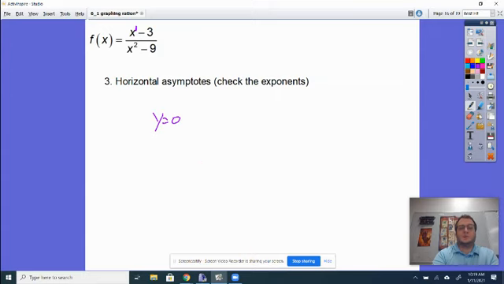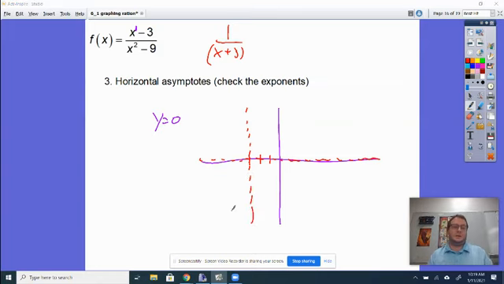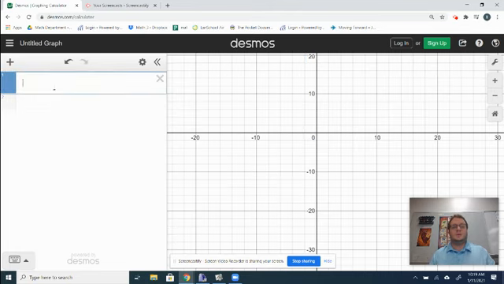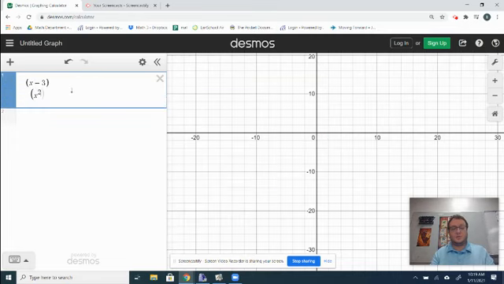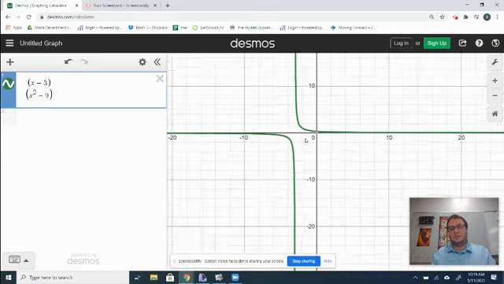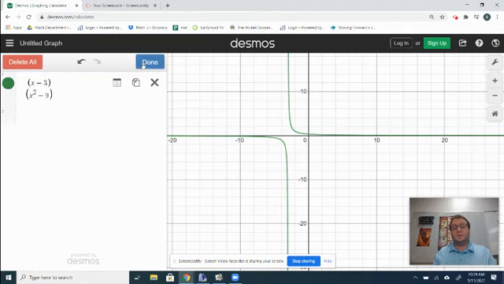Let's put on our graph what we know so far. We have an asymptote again at -3. It's that +3 that we need to look at. So let's cheat a little bit here and see what this looks like. We're going to put the original equation in here, x minus 3 divided by x squared minus 9. It looks like we only have that one horizontal asymptote. So the question is, what's happening at 3?